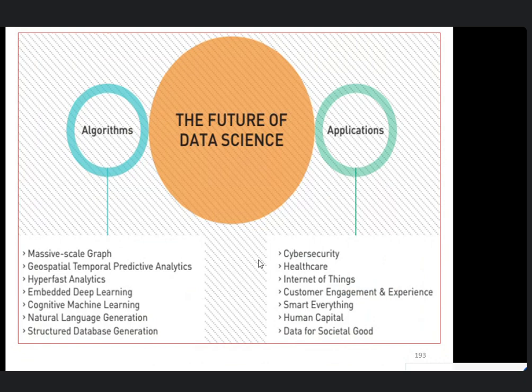Then in the future of data science, we have algorithms and applications. In the future, we are going to use massive scale graph algorithms, geospatial temporal predictive analytics, hyper fast analytics, embedded deep learning, cognitive machine learning, natural language generation, and structured database generation. The applications will be in cyber security, healthcare, internet of things, customer engagement and experience, smart everything, human capital, and data for societal good. So in the future we are going to use such kinds of algorithms and applications.